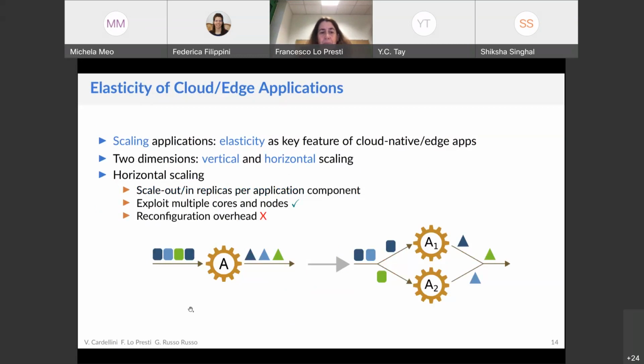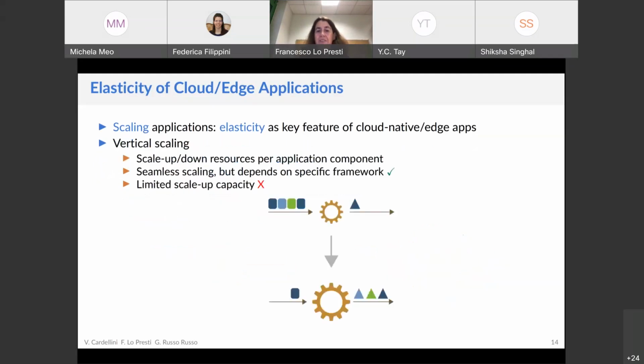Horizontal scaling means that we scale out, that means we increase the number of replicas, or we scale in, that means we reduce the number of replicas for each application component. In this way, we can exploit multiple resources, for example, multiple cores or multiple nodes. But when we scale out or scale in a component, we can have a reconfiguration overhead, in particular if the component is a stateful one.